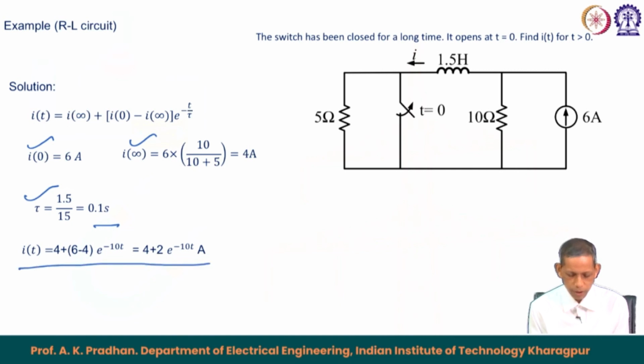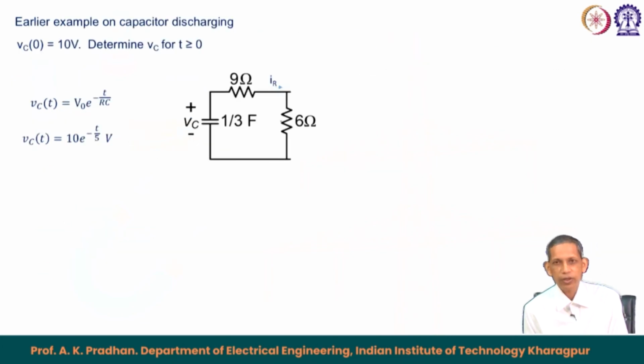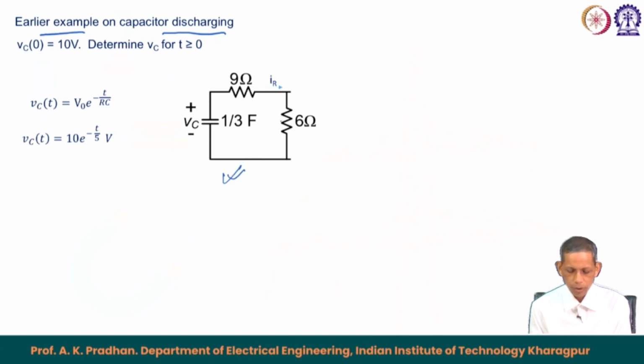So the corresponding I t, from this relation, becomes 4 plus 6 minus 4 e to the power minus 10 t, that becomes 4 plus 2 e to the power minus 10 t ampere. Like this we can solve for different combinations of R and L. Now, as I already mentioned, the expression we learned here is also valid for the capacitor discharging case. This example we studied was a simple example of capacitor discharging.